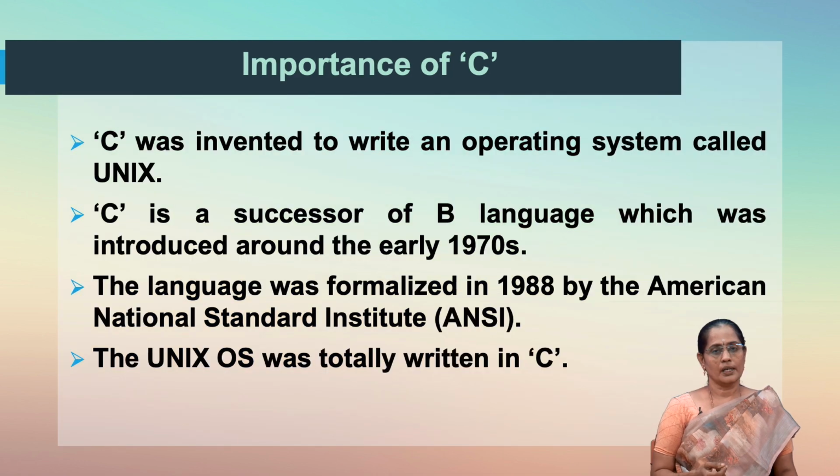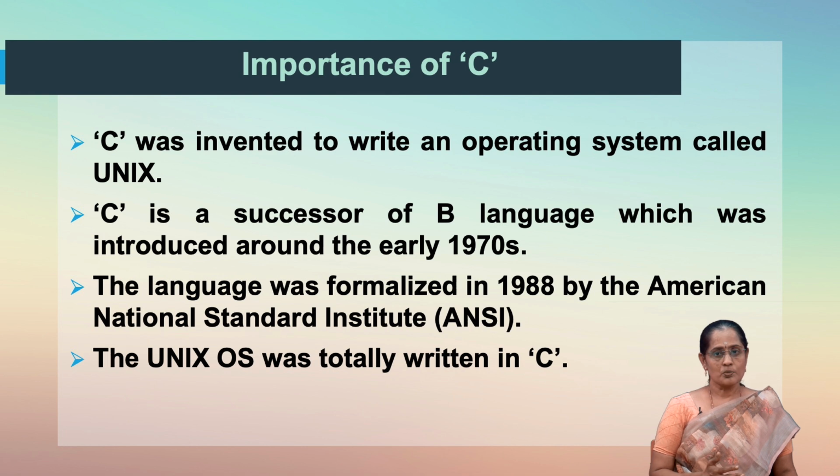And focusing on the importance of C, we would be experiencing the development of operating systems, compilers, interpreters, and assemblers through the C language. Unix was the best example of an operating system which was completely developed in C, and C is also a successor of the B language, which was introduced in the early 1970s.